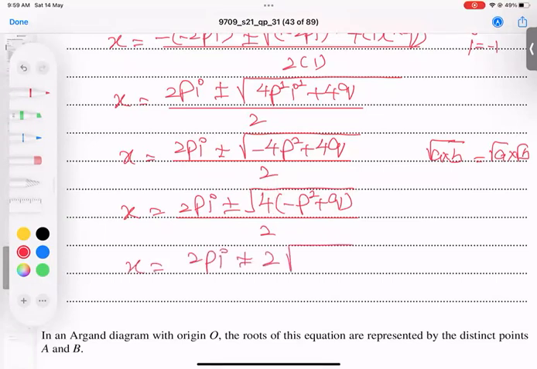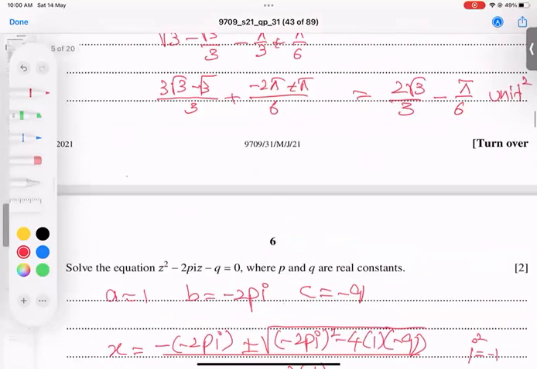So 2, and this is negative p square plus q divided by 2. Now this 2 and this common 2 cancel with the denominator 2. Ultimately, p iota plus and minus root of minus p square plus q. So, he was asking to find out the roots. So we have 2 answers. Read the statement, solve, okay, and we have done it.